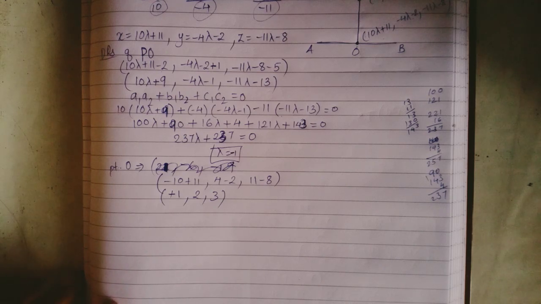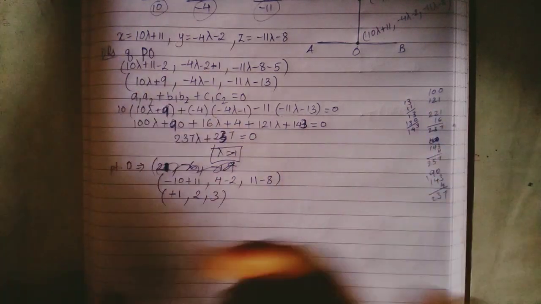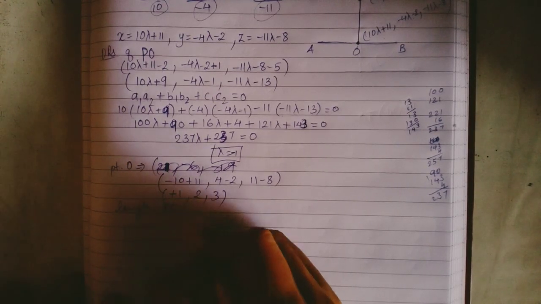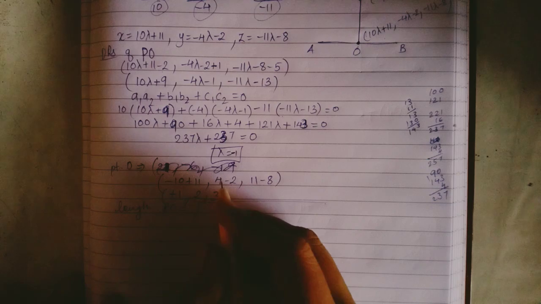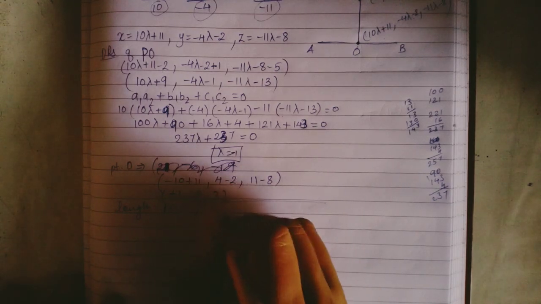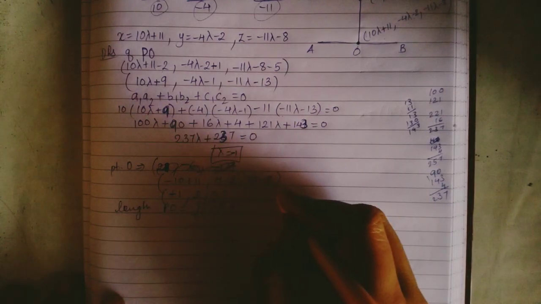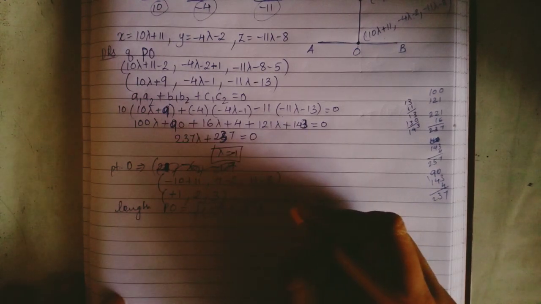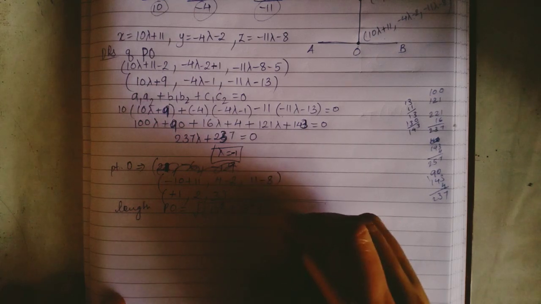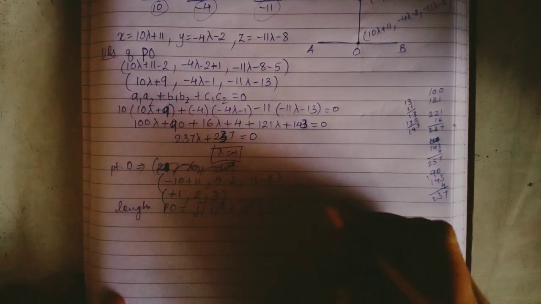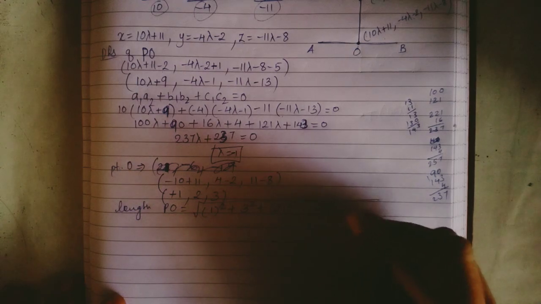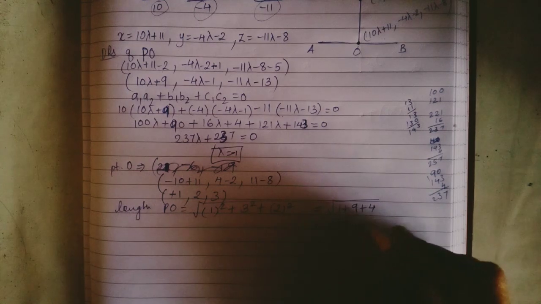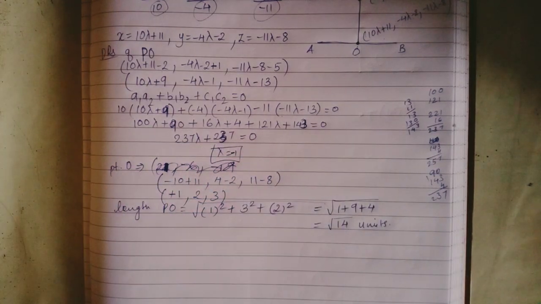Now you have to find the length of PO. Using the distance formula, we'll get (1 minus 2), 1 square, (2 plus 1), so 3 square, and (3 minus 5), so 2 square. 1 plus 9 plus 4, root 14 units.